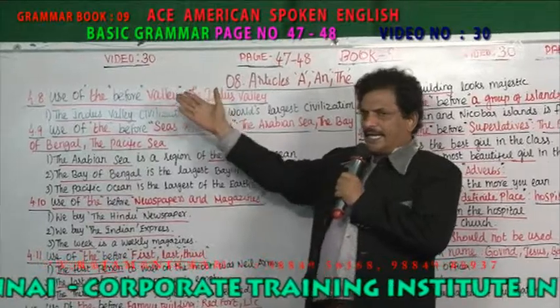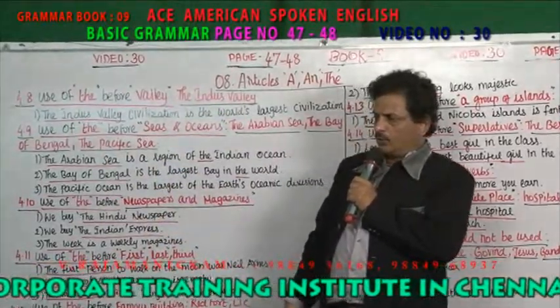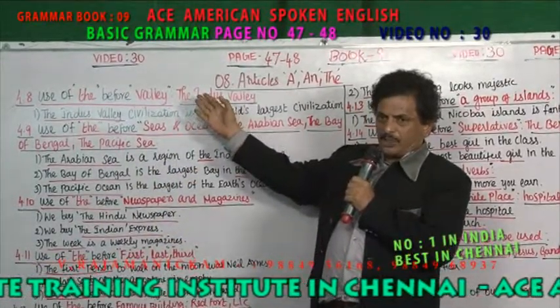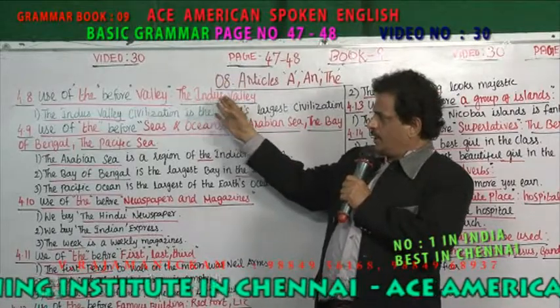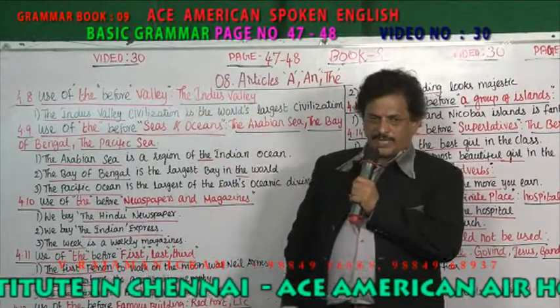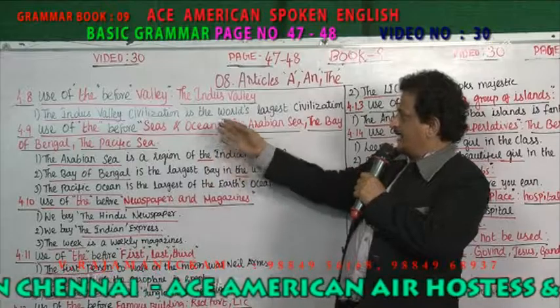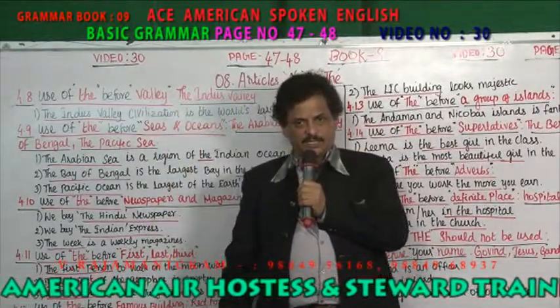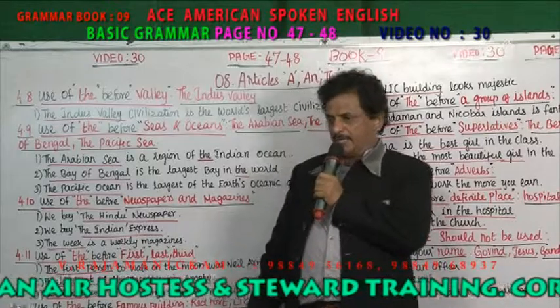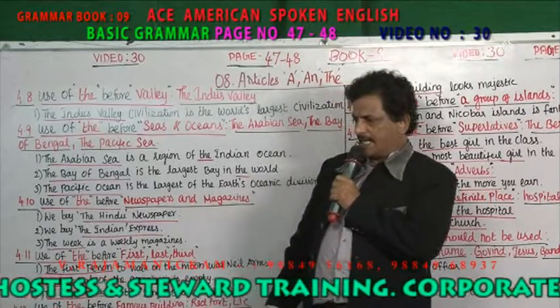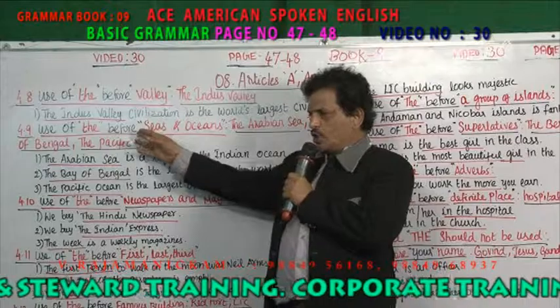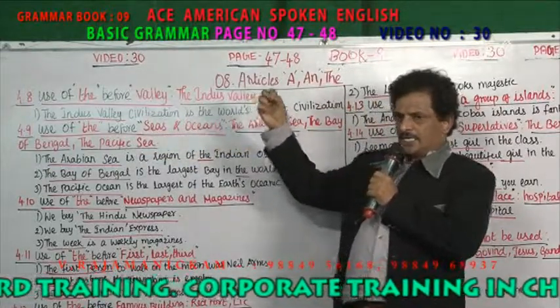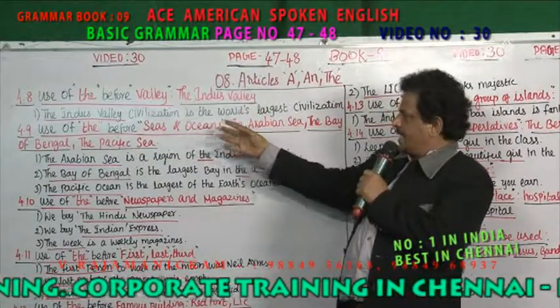இங்கே வேலி என்றால் என்ன? பள்ளத்தாக்கு. பீக் என்றால் உச்சம். இந்த பள்ளத்தாக்குகளை பற்றி சொல்கிற பொழுது The Indus Valley Civilization. சிவிலைசேஷன் என்றால் என்ன? நாகரீகங்கள். The Indus Valley Civilization is the world's largest civilization. இண்டஸ் வேலி சிவிலைசேஷன் தான் உலகத்திலேயே மிக பழமை வாய்ந்த நாகரிக கலாச்சார சின்னமாக இருந்தது. Use of the before seas and oceans. கடலும் சமுத்திரத்திற்கும் முன்னாடி த யூஸ் பண்ணுறீங்க.